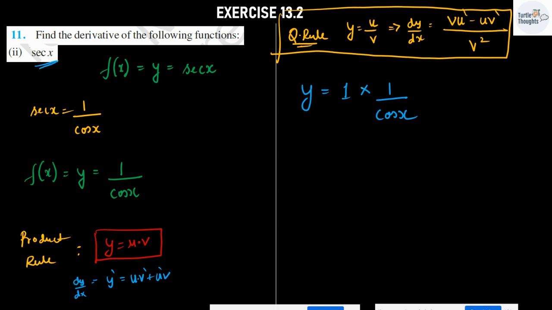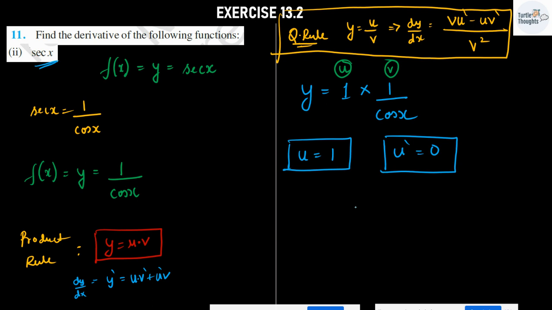However, now I have y as two terms. The first can be taken as u, the second term can be taken as v, right? Now, taking u is equal to 1, the differential of u is going to be equal to 0 because 1 is a constant, right? Next, v is going to be equal to what? v can be taken as cos x.